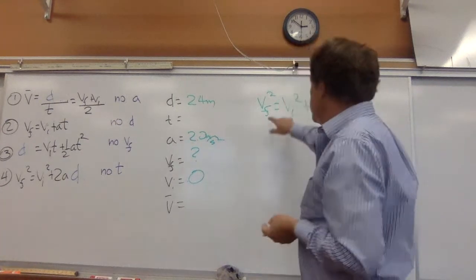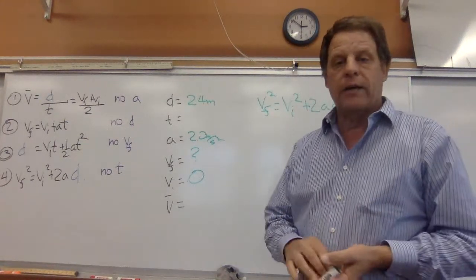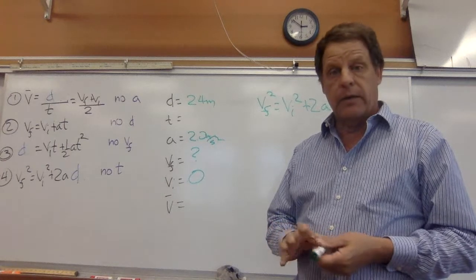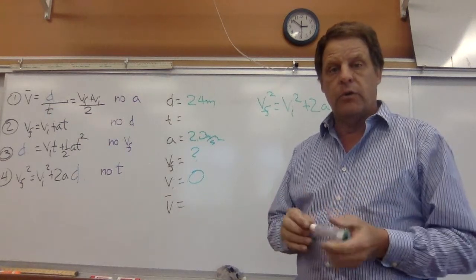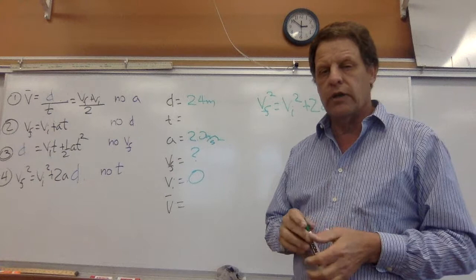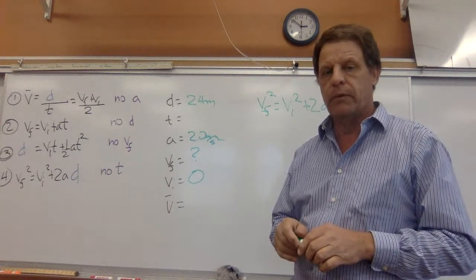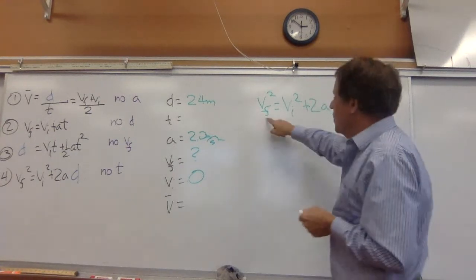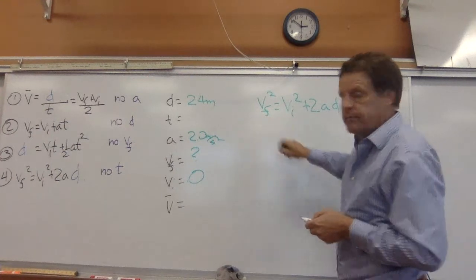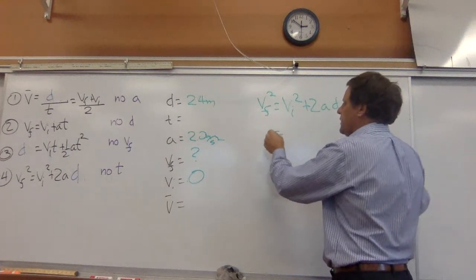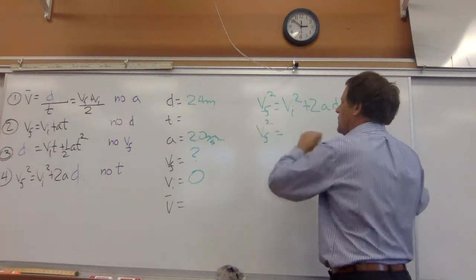Now remember, you're going to use a calculator, so don't get freaked out about the fact that you might have a number and it's squared. You're going to use your calculator to do that. Okay, so now we can plug in our numbers. We're looking for v final, okay? So that is what we're looking for.